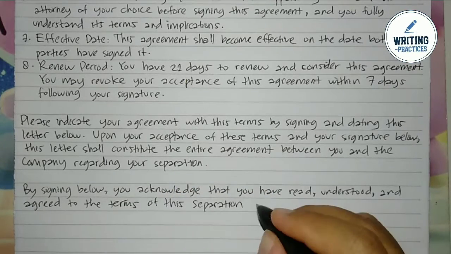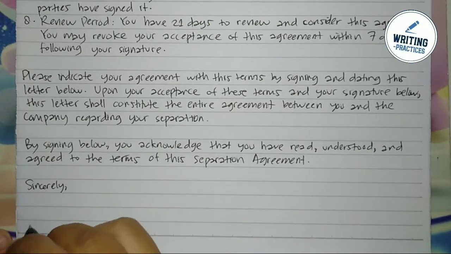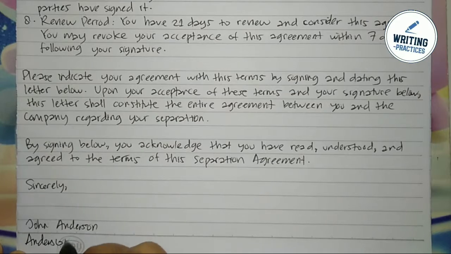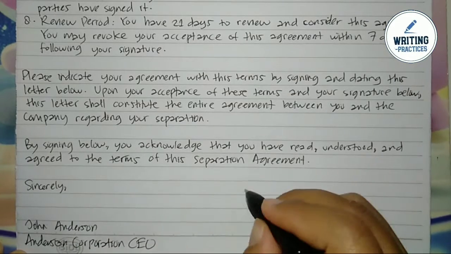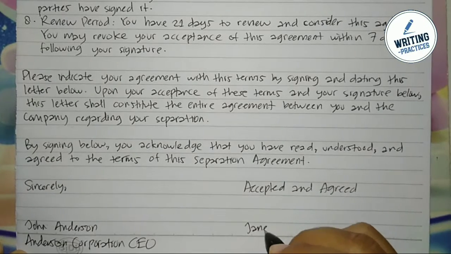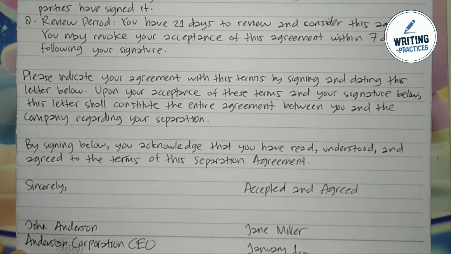The letter must be signed by both parties. In this case is signed by John Anderson, who is the CEO, and Jane Miller, who is the employee. The signs are indicating their agreement with the terms. When you write the date, use the format of month, date, and year. So, that's how you write a separation agreement letter step by step.